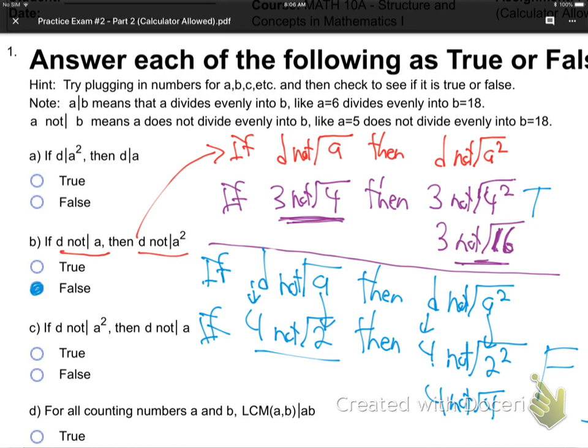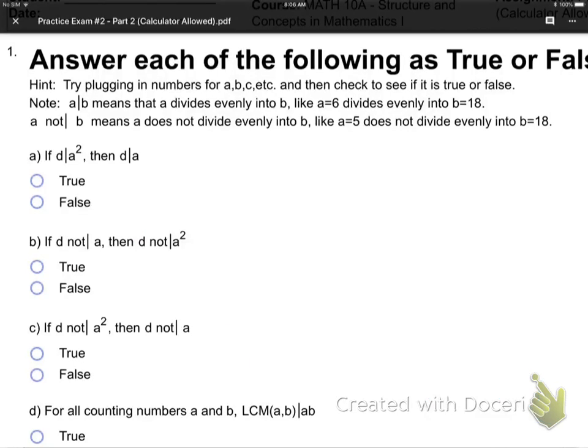Just like my statement, if it's got 4 legs, then it's a dog. That's true sometimes, of course, but not true always. So an if-then, logically, has got to be true always. If there's even one time it's not true, we say false. Because it's not a true statement to say everything with 4 legs is a dog. It's not a true statement to say if D does not divide into A, then it won't go into A squared. Sometimes it does. 4 doesn't go into 2, but it does go into 2 squared. So that's not always a true statement. That's false.